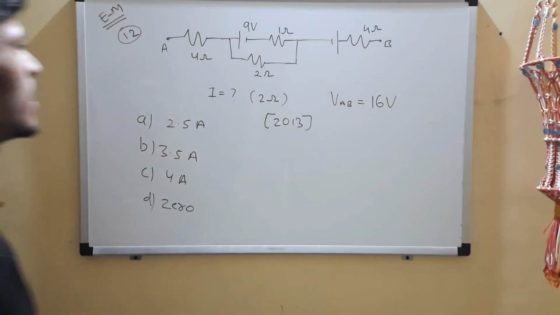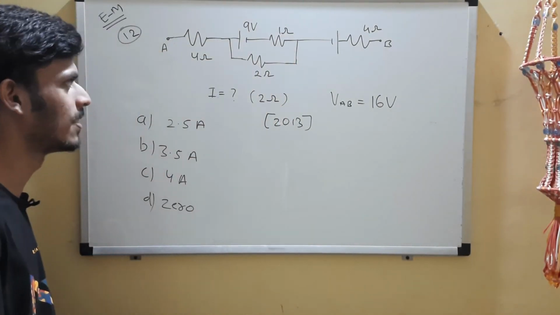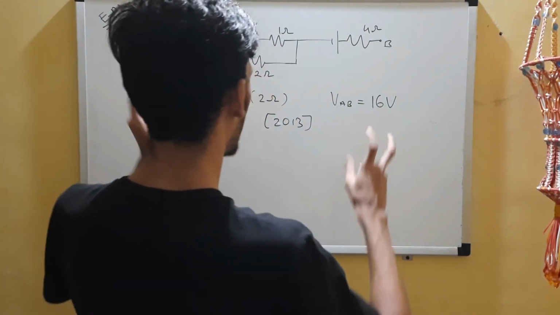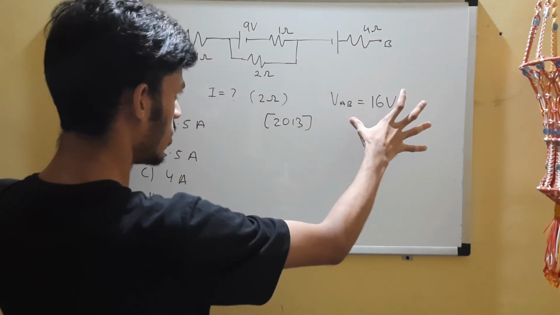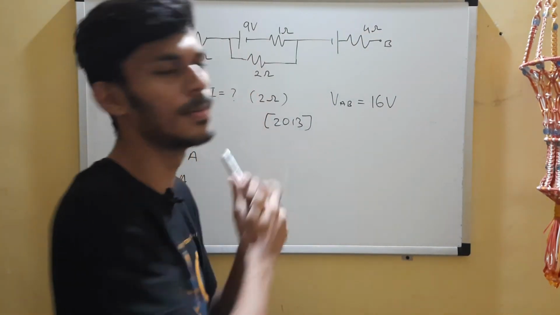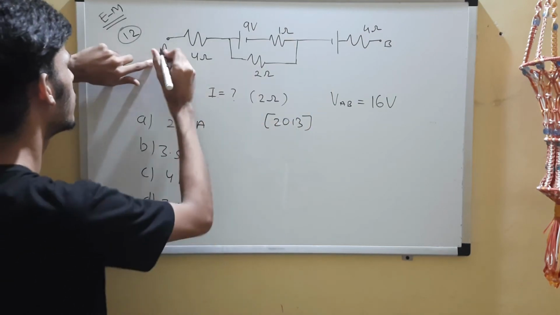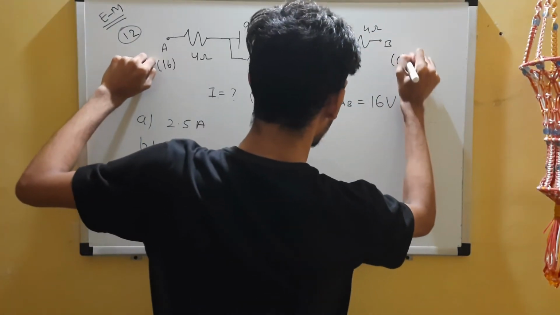So question 12 over here. In this question, you are supposed to find the current through this 2 ohm resistor. That is the question. You are also given that the potential difference between A and B is 16 volts. You can basically imagine that by connecting this to the 2 terminals of a 16 volt battery. So let's imagine the potential over here is 16 and the potential over here is 0.